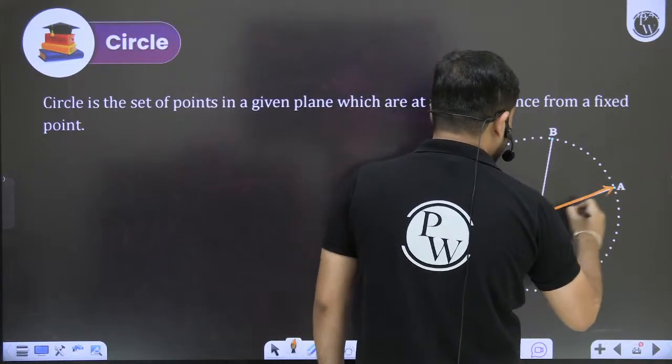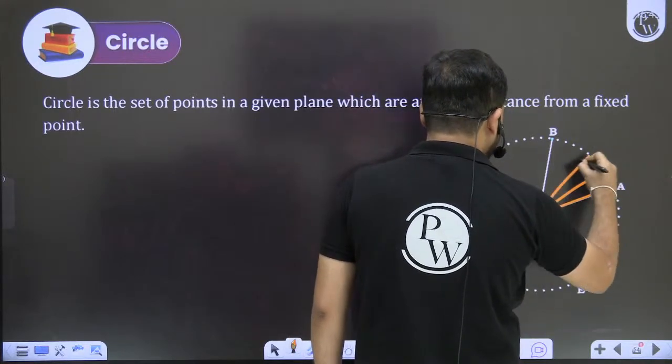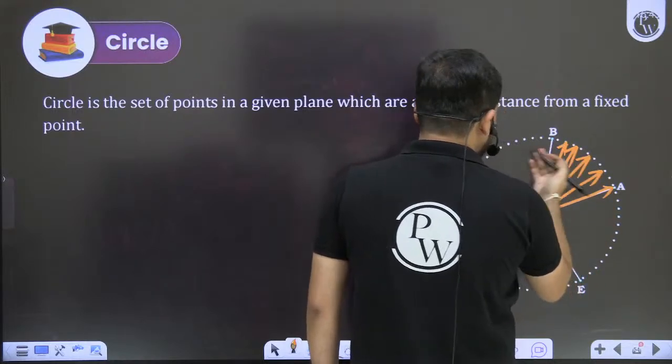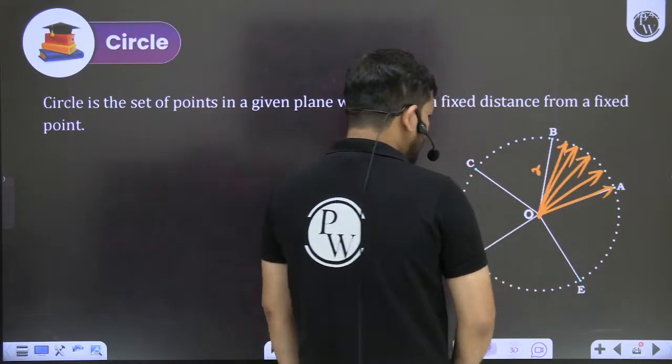Then this distance is the same and this distance will be the same. This is again the same distance, same distance. The constant distance from the particular point.